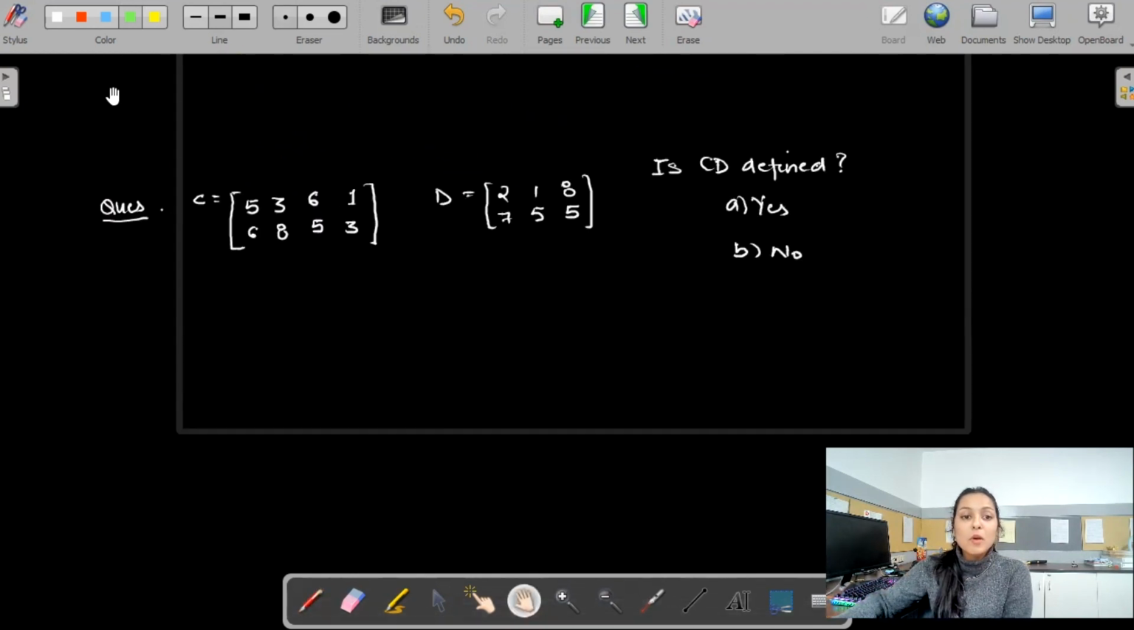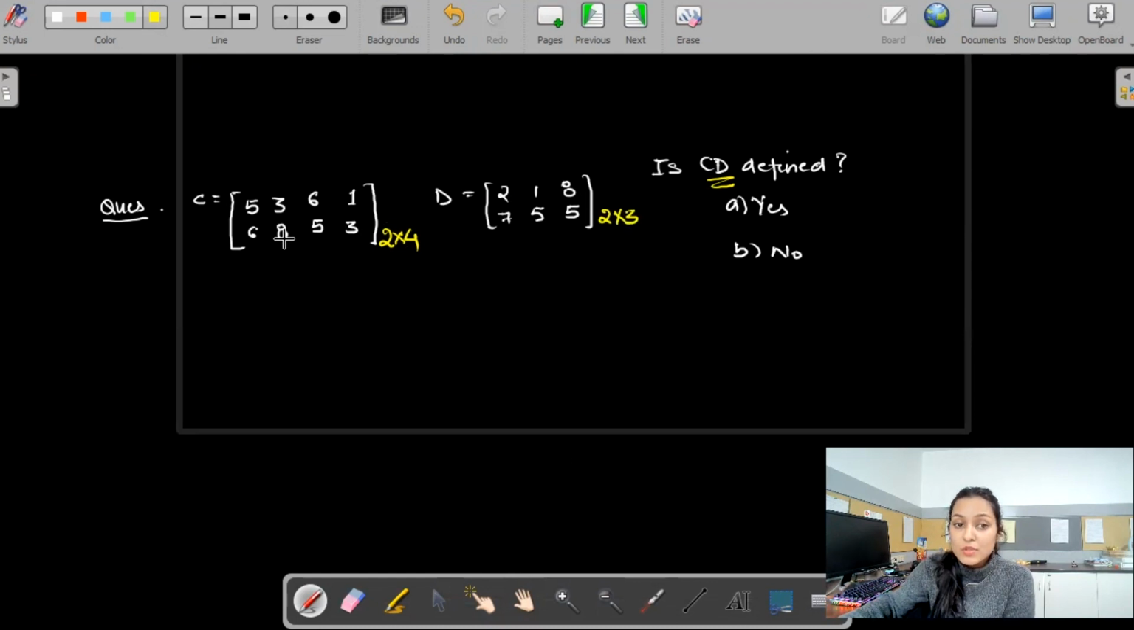Similarly, मेरे पास question number 2 है, that is मेरे पास C matrix defined है और D matrix defined है और मुझे बताना है C into D matrix मेरे पास defined है या नहीं. ठीक है. तो C matrix में number of rows कितनी है, 2, number of columns कितने हैं, 4. We can see horizontal lines is 2 and vertical lines are 4, right. Similarly, D matrix में मेरे पास number of rows 2 और vertical lines 3. ठीक है.